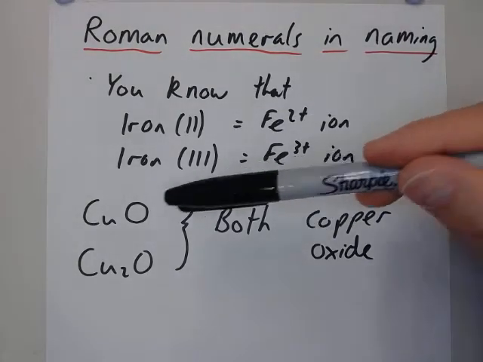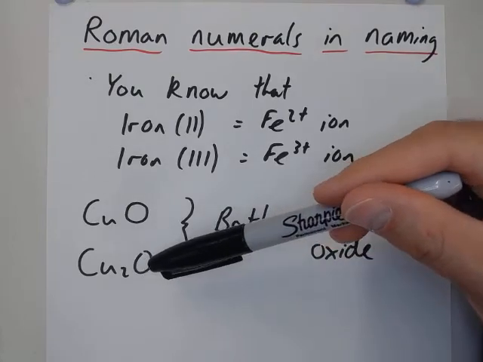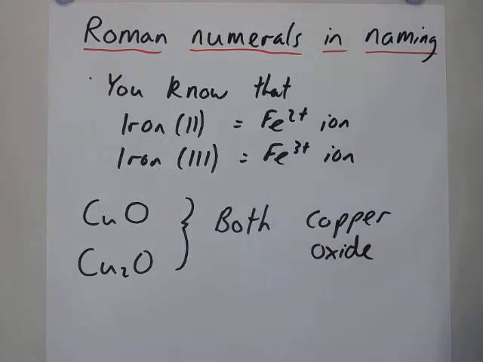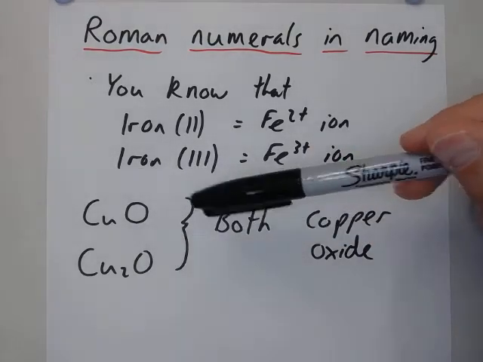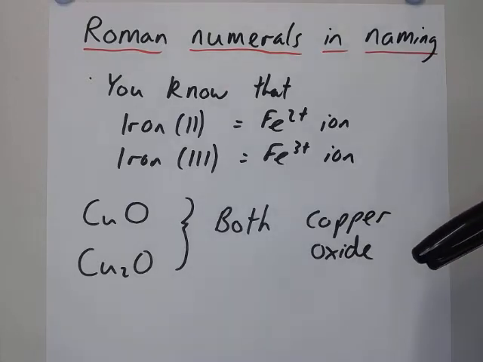Here I've got CuO and Cu2O. They're both copper oxide, so they must have different names though, because they're different compounds. To work out the name, we're going to look at the oxidation states and see how they differ between the two compounds.